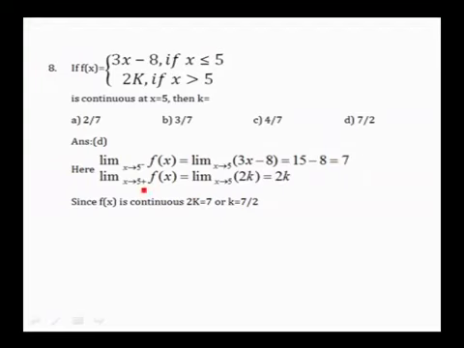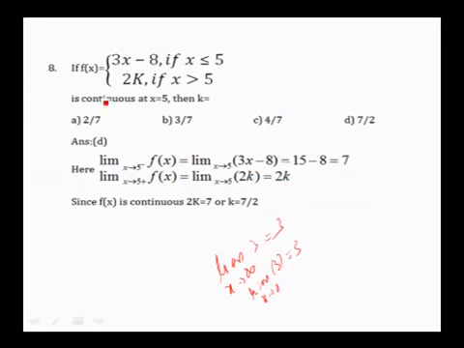x tending to 5 plus means x greater than 5, I have to take 2k. So, remember, limit of a constant is always a constant. What is limit of 3 as x tends to infinity? Answer is 3. You need not bother at all, because whether it is tending to 0 or tending to infinity or whatever it may be, limit of 3 is also 3. Limit of a constant is always a constant. So, limit of 2k as x tends to 5 is 2k.